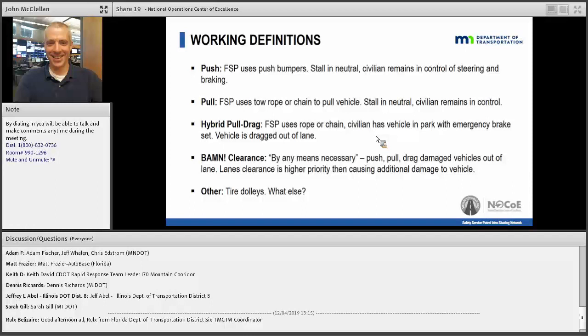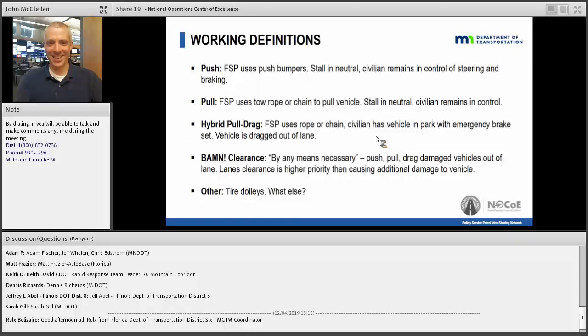Pushing, I won't say basic, but that's one of the starting points that a lot of us go out with. Service patrol gets behind the vehicle. You tell the civilian to put their car in neutral, and you push them. The civilian remains in control of steering and braking. And that's kind of your 101 as far as getting things cleared.